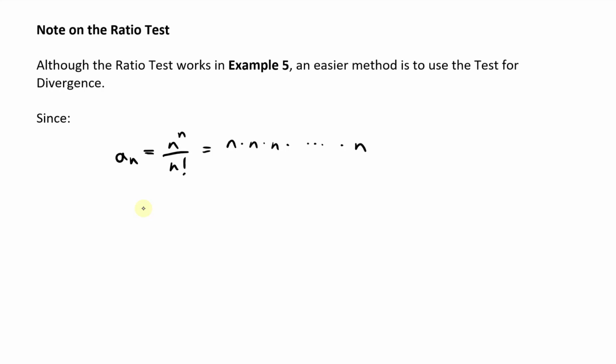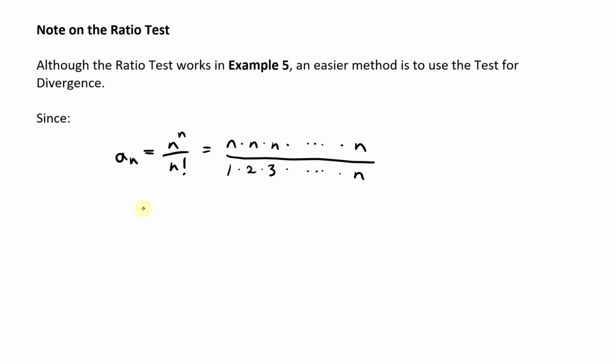So we multiply n times n times n, all the way to n terms, and the bottom also has n terms, but they are numbers. The n factorial is 1 times 2 times 3 times 4, etc. So we'll put a 1 here, and this left side is 1 times 2 times 3 times 4 times 5 times 6 times 7, dot dot dot, all the way until times n.